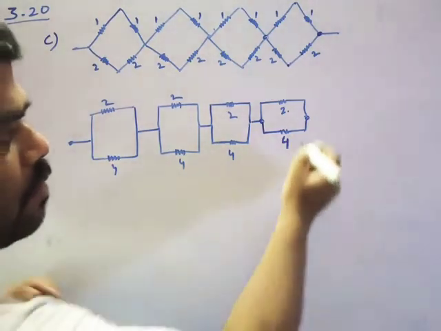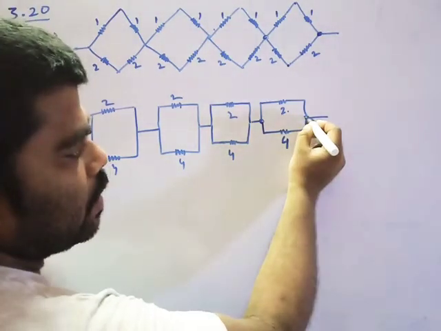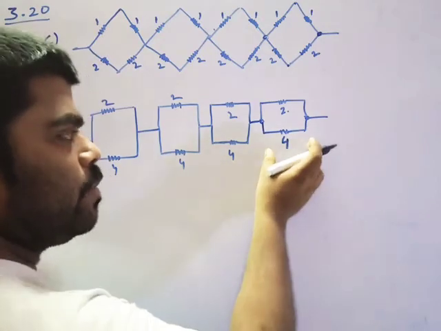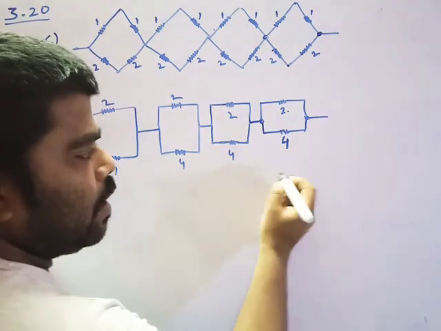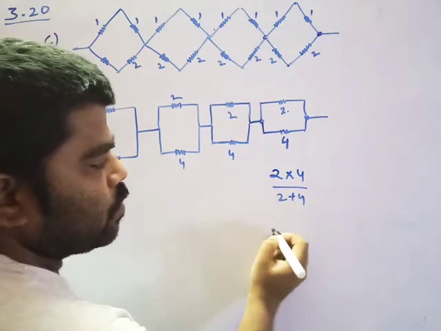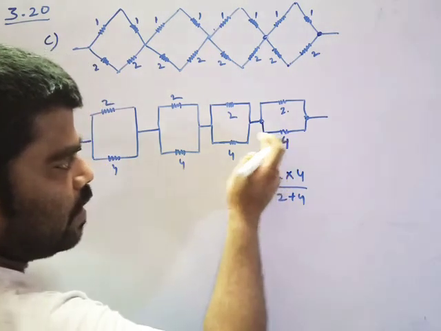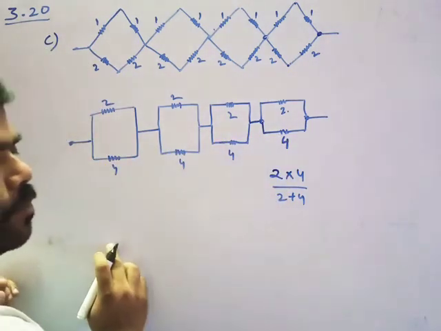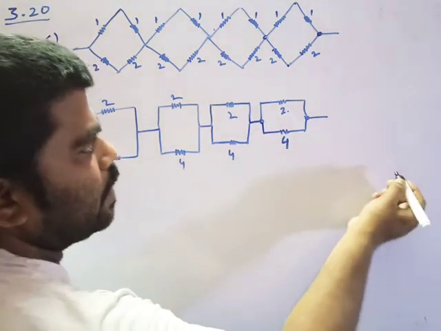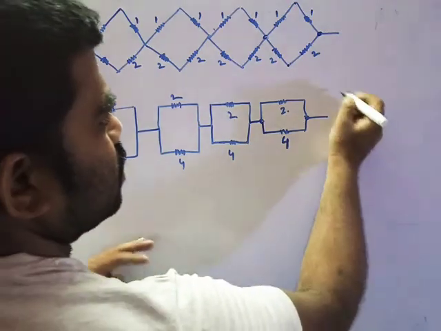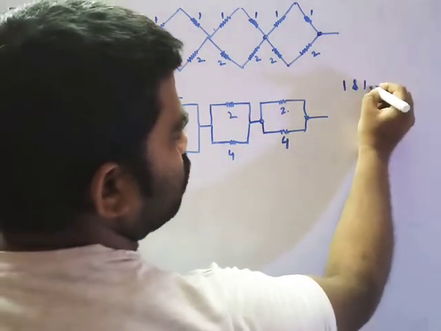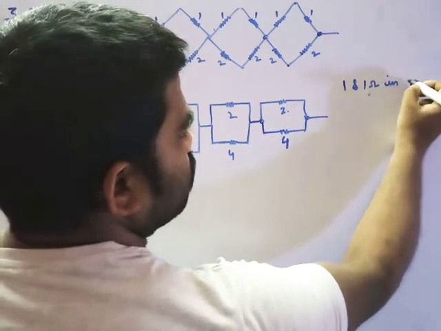After that, again, from this terminal 4 and 2 are connected. This terminal also has 2 and 4 connected. That means they are parallel. So what is the answer for parallel? 2 into 4 by 2 plus 4, as I told you. Is it right? And after that they are all in series. So what equivalent will we make here? Let us write it on the right side of this. Is it right? 1 and 1 ohm in series.